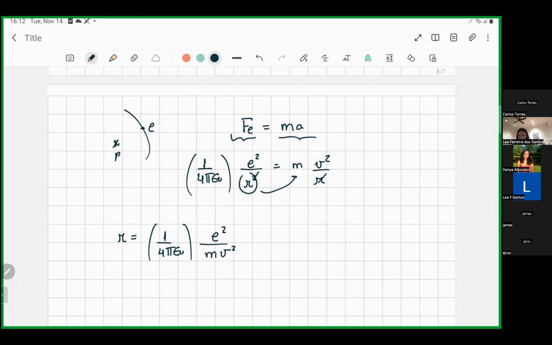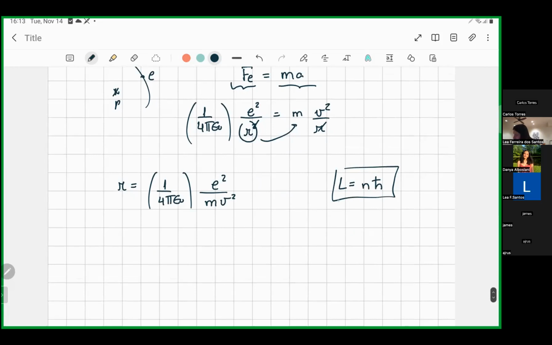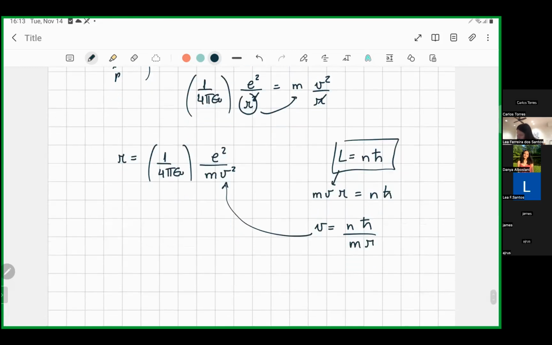But what I'm going to do next is, remember the other postulate, he said that the angular momentum had to be n h bar. What is angular momentum? Angular momentum is linear momentum times r. So linear momentum is mv, r equals n h bar. So from here, I'm going to find an equation for the v. The v is n h bar over m r, and I'm going to put this here. And now we rearrange everything, and we are going to finally end up with an equation for r.